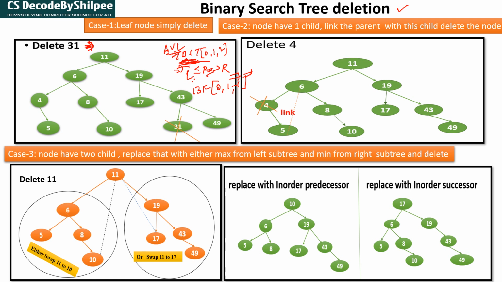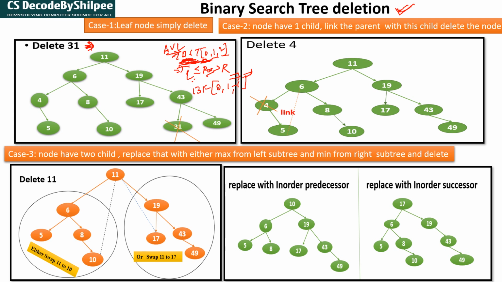Now we'll see the 3 cases for binary search tree deletion. There are 3 cases because in a binary tree a node has 0 children, 1 child, or 2 children. So if you perform deletion, you will get 3 cases.